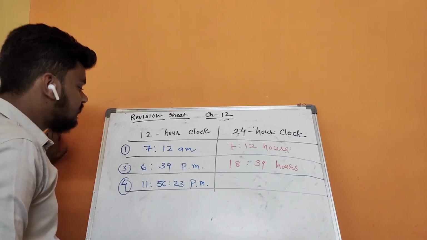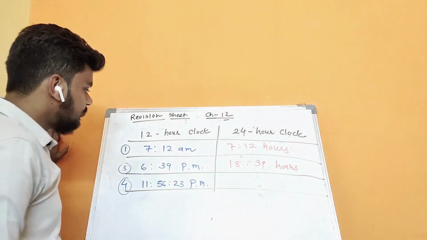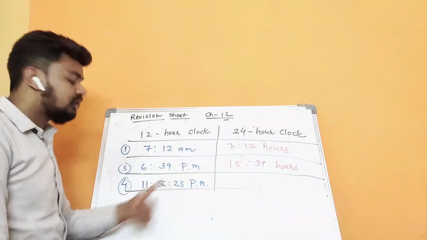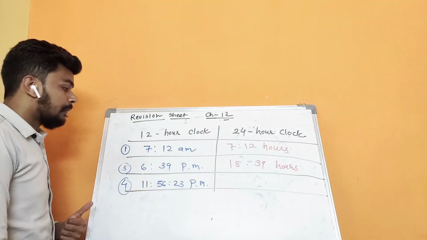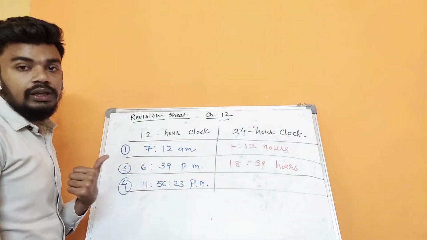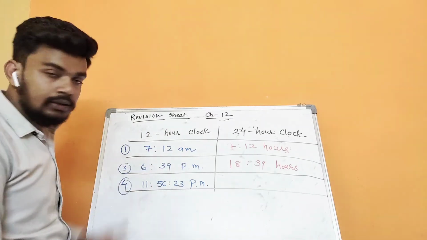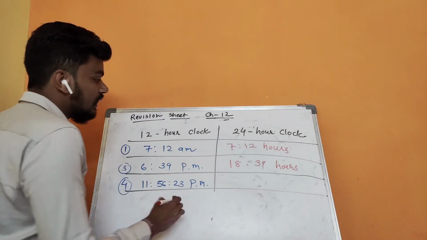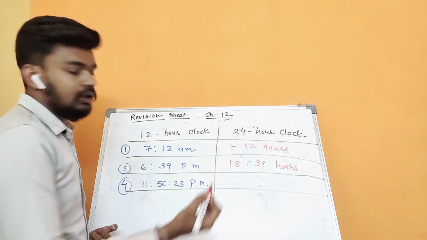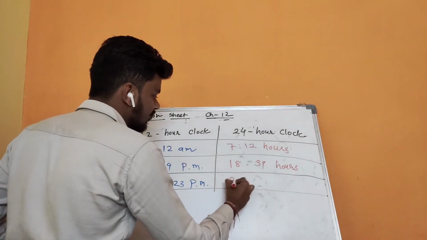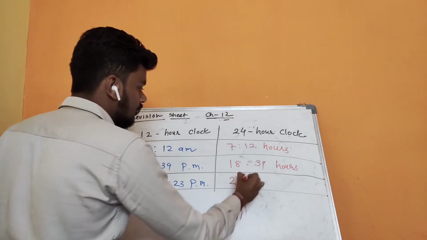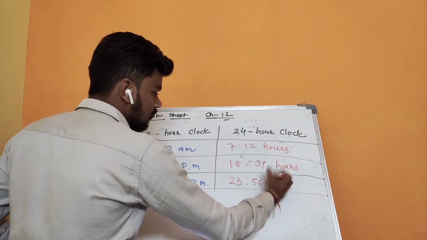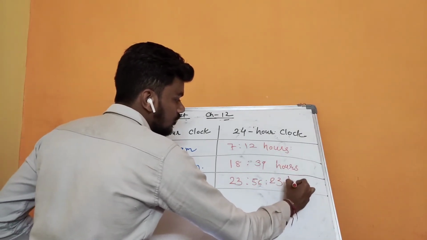Okay, next, 11 and 56 and 23 p.m. So it is 11 hours 56 minutes and 23 seconds. Yeah? So this is again p.m., afternoon. Add 12 in the hour section, which is 11. So 11 plus 12 is 23. So 23 and 56 and 23 hours.